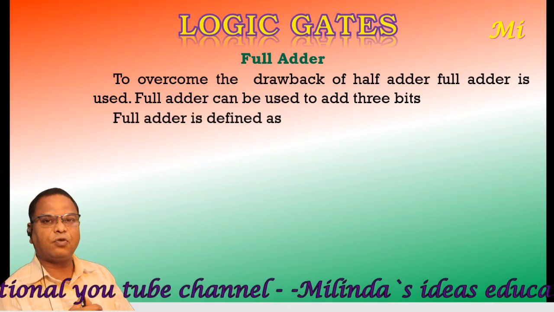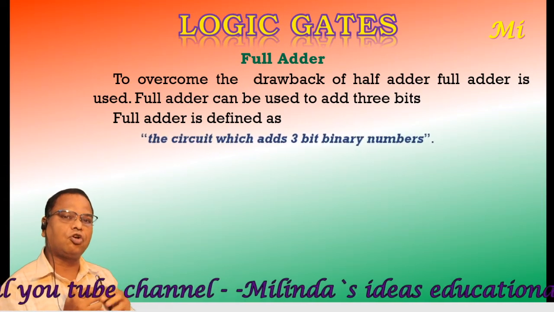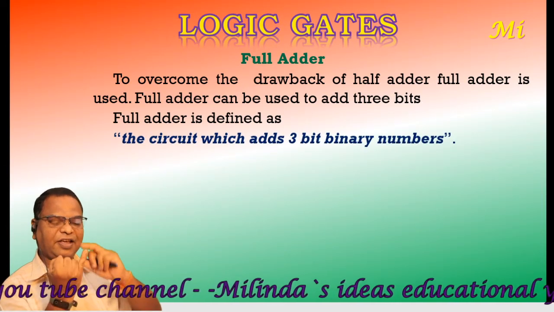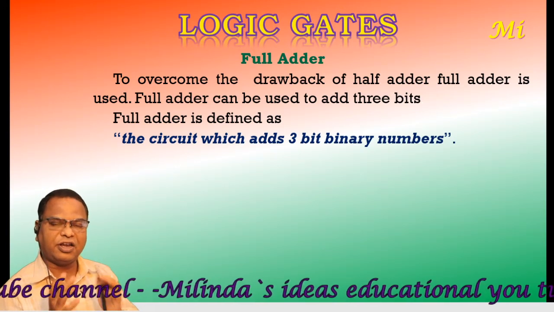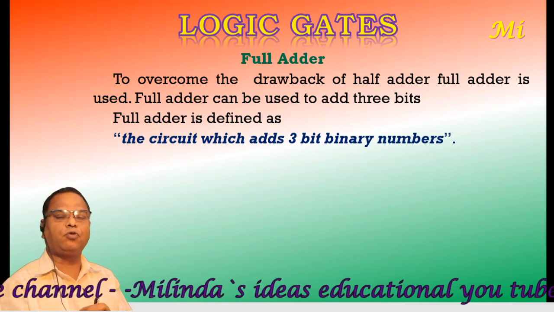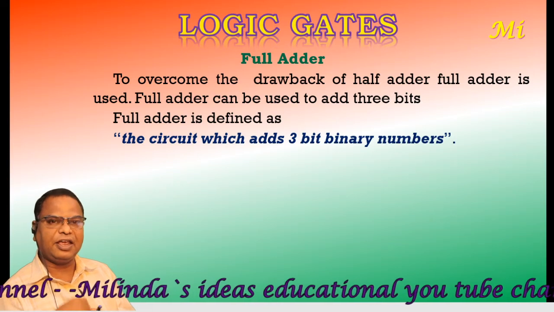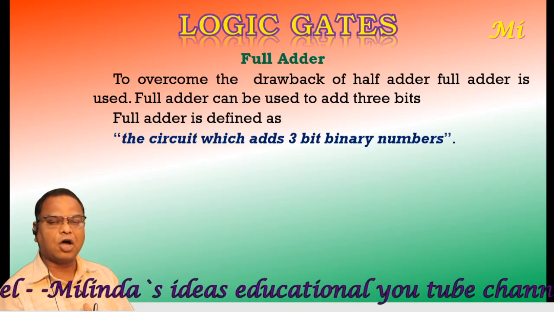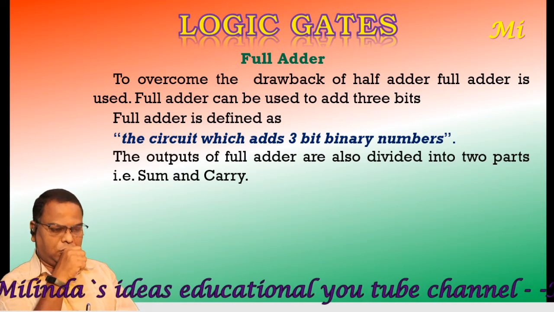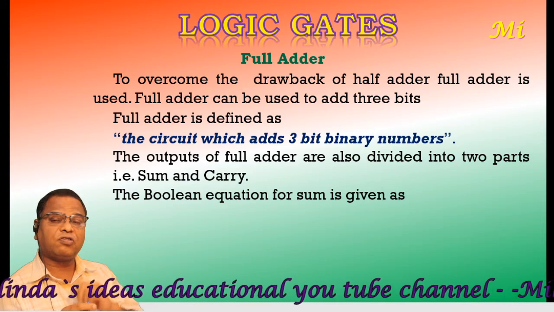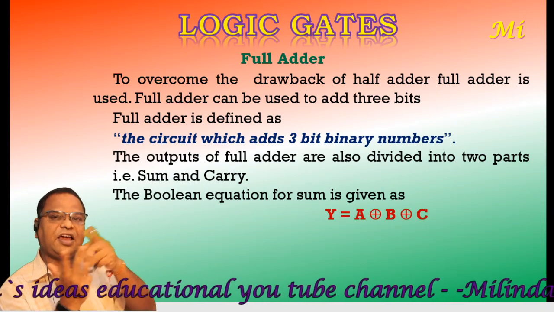So how will you define the full adder? A full adder is the circuit which is used for the addition of 3 bits. We have 3 bits as A, B and C. For the addition of those 3 bits, we have to use a circuit or device that is known as a full adder. When we add any 2 numbers or any 3 numbers, the output is sum and carry. So in this case, the Boolean equation for sum is A XOR B XOR C because it is a 3 bit addition. A, B and C are the inputs.